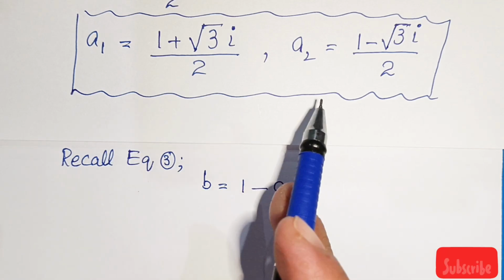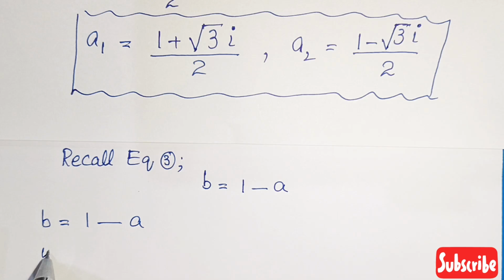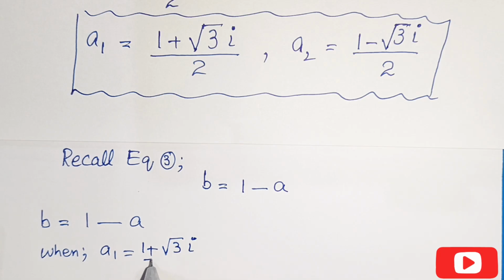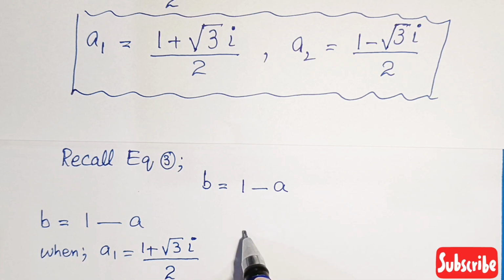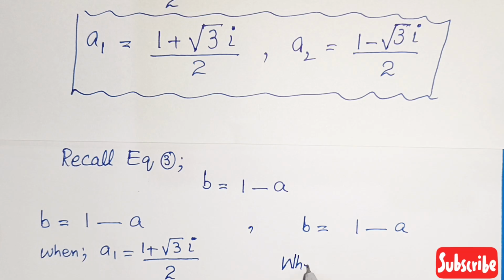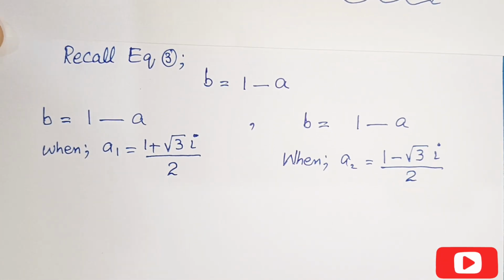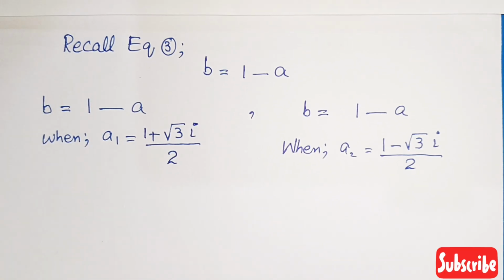Now we have two values of a, so b is equal to 1 minus a when a1 is equal to 1 plus square root of 3 i over 2. Similarly, we have b is equal to 1 minus a when a2 is equal to 1 minus square root of 3 i over 2. So we are going to find the value of b for these values of a, a1 and a2.